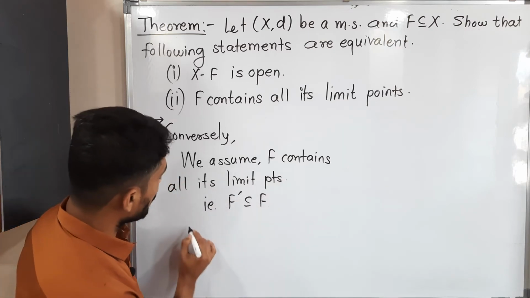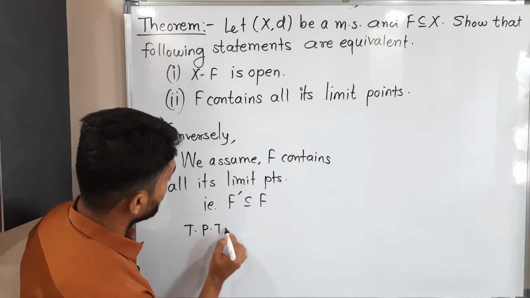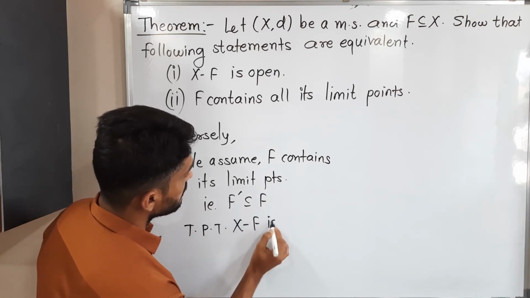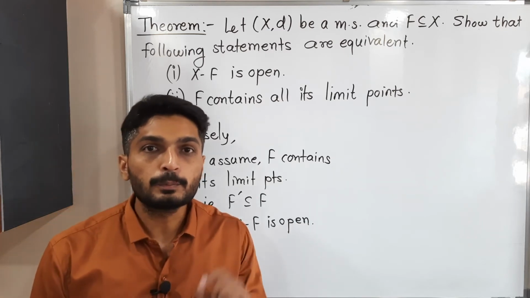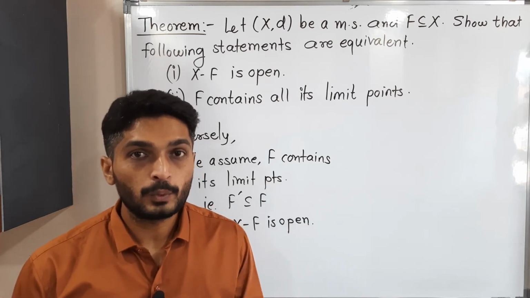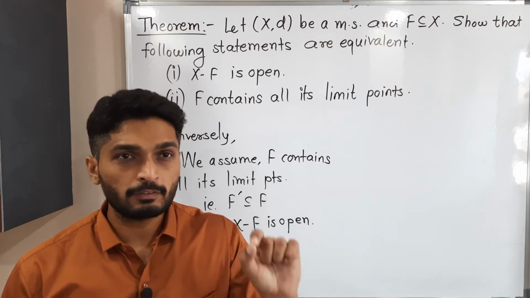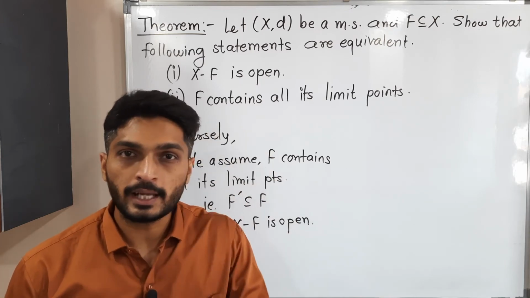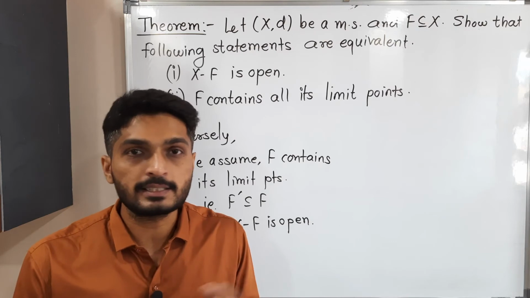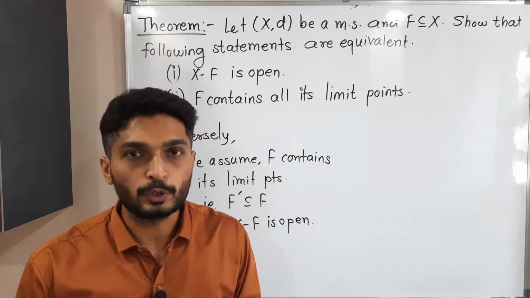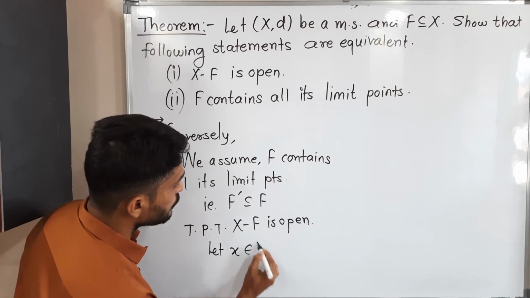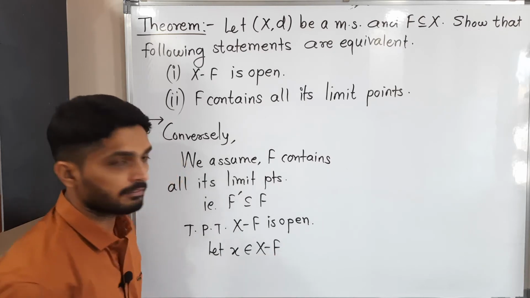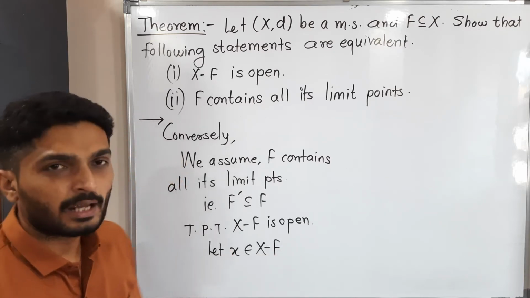And what we have to prove? To prove that X minus F is open. Tell me, what is a method to prove that any set is open? We take one arbitrary point and we find a ball around it which entirely lies inside the set. Then we declare the set is open. Same thing I am going to do. Let x belong to X minus F. Getting? So I have taken one arbitrary point.